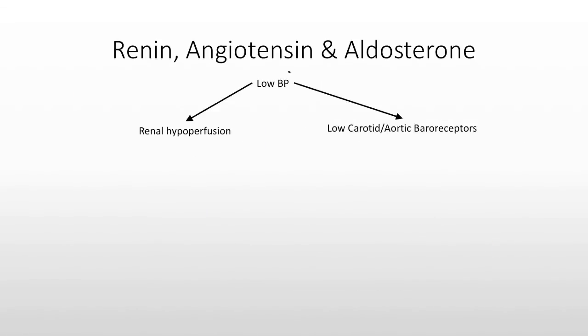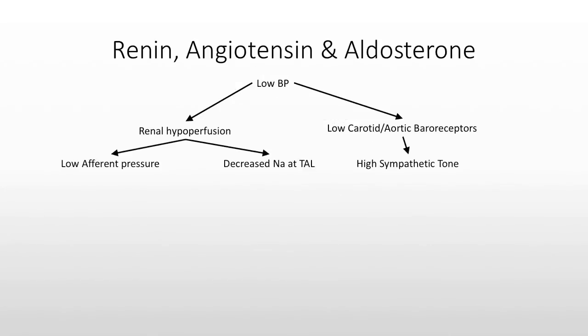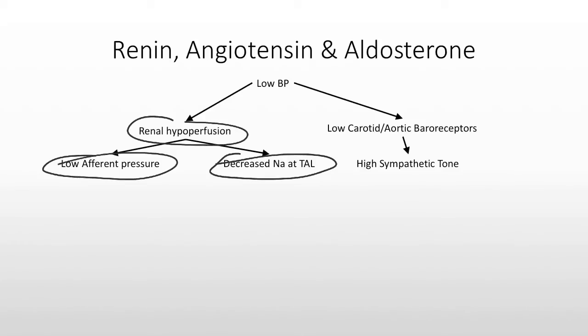So here's the schematic. We have a low blood pressure. That's what it's all about. This whole axis is about keeping the blood pressure, the mean arterial pressure, at a nice constant state. And so that means there's decreased renal perfusion and there's a low pressure in the carotid and aortic baroreceptors. You get a low pressure in the afferent arteriole and a decrease of sodium delivery to the thick ascending limb because of this renal hypoperfusion.